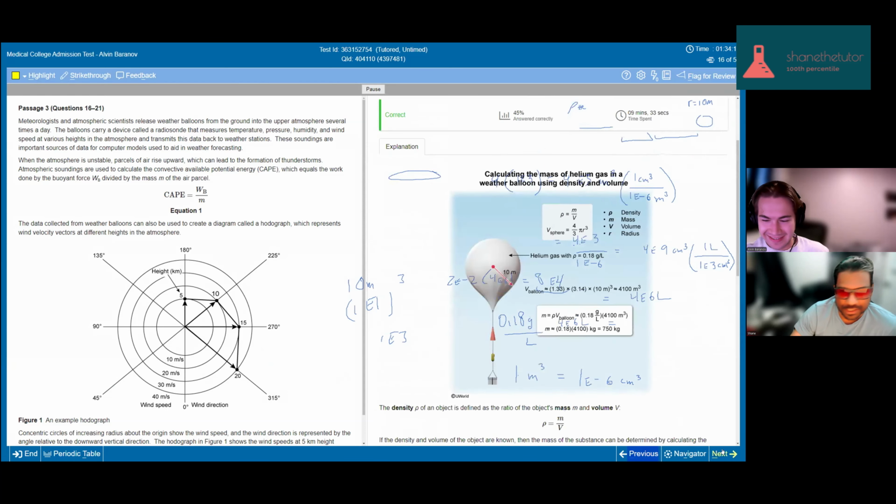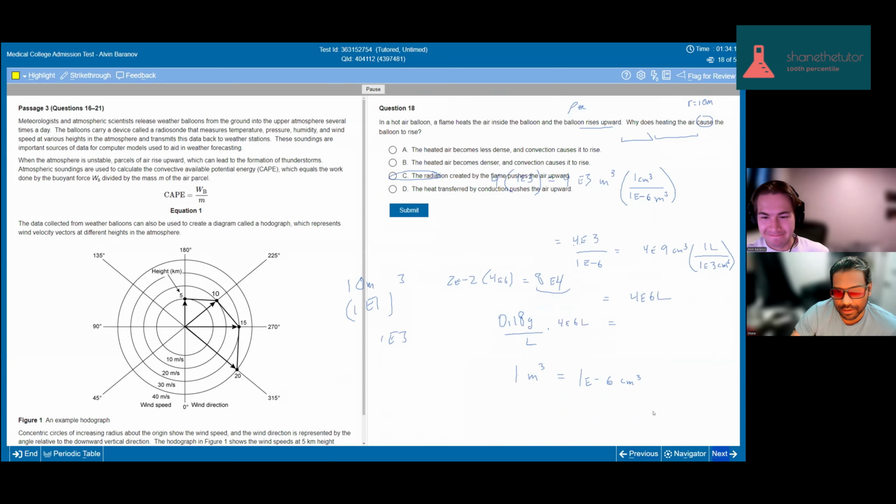So yeah, I basically plugged it in to get 4E3, and then I converted it into cubic centimeters. And I got 4e9 cubic centimeters. And then I just multiplied that by 0.18, which I just turned into 2e minus 2, and then you round down a little bit, and you get the 750. So yeah, make sense?